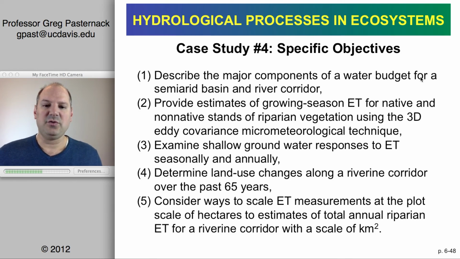So specific objectives were to describe the major components of a water budget for a semi-arid basin and river corridor, provide estimates of growing season ET, examine shallow groundwater responses to ET, look at the land use changes, which I'm not going to be addressing, and then consider ways to scale ET measurements when you do it in an individual plot to look at how that would affect a whole corridor with this scale.